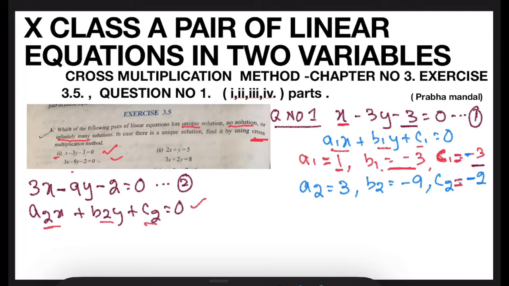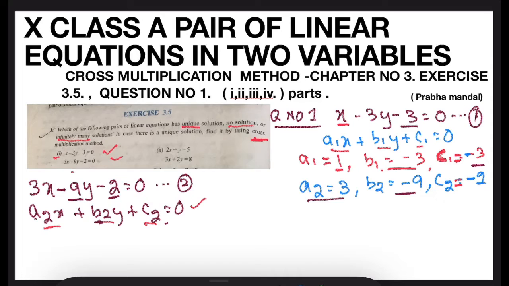Then let us go to the second equation. What is the coefficient of x? That is 3, so a2 equals 3. The coefficient of y in the second equation is minus 9, so b2 equals minus 9. Then the constant of the second equation is minus 2, so c2 equals minus 2. This is our second step.